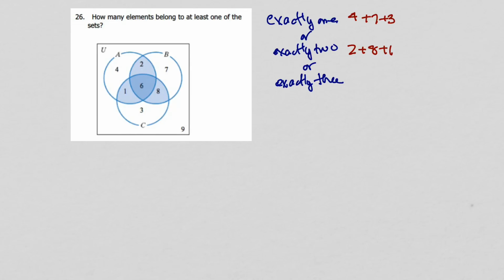And then finally, exactly 3, well, that's going to be this 6 elements right here, right? Anything in here is in all 3 of those. So that's just going to be a 6. So let's add these up. This is going to be a 14. This is an 11. That's just 6, so when we add those, we get 31.